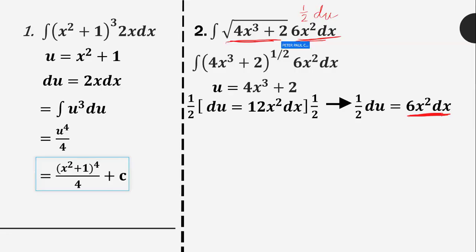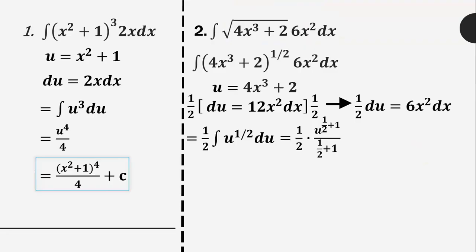And we can replace this one as u raised to 1 half. But remember that since we have a 1 half du, this 1 half is what you call an integrating factor. So this integrating factor must be put in front of the integral sign so that we can rewrite it as 1 half integral of u raised to 1 half du.